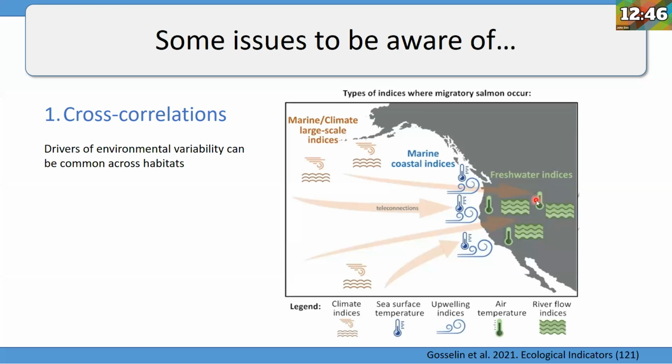So in the Columbia Basin, for example, there are groups of people who will model salmon survival and say, look, river temperature or river flow is really important. It's correlated with salmon survival. And other people, including myself, admittedly, will say, oh, no, look, it's upwelling and it's sea surface temperature. And it's really difficult to separate the actual mechanism driving survival because of these cross-habitat correlations. But it is important to try. It's just very difficult.